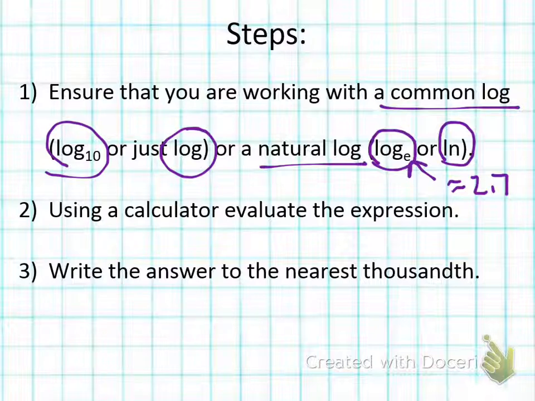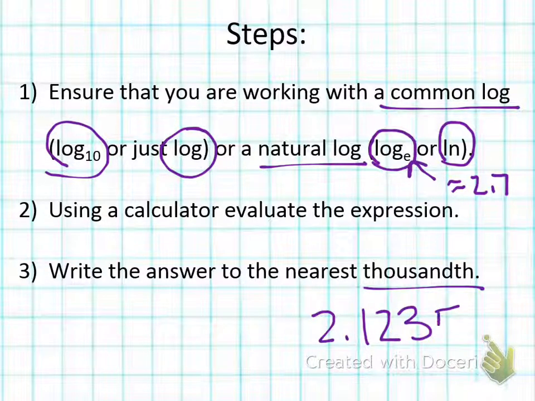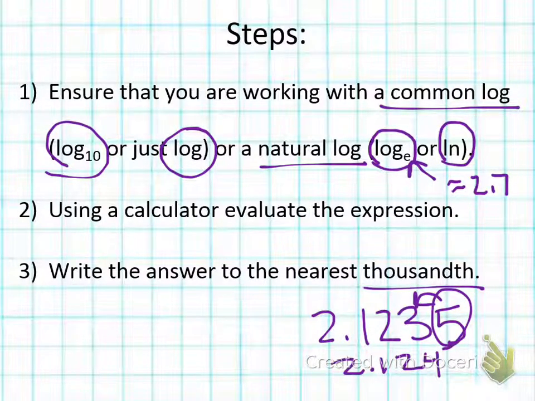Okay, so after you've determined that you have the correct type of log, then you can use a calculator to evaluate the expression, and you'll write your answer to the nearest thousandth. Okay, so that means if I have 2.1235, this 5 rounds the 3, right? So my answer would be 2.124. Okay, that's the thousandth place.